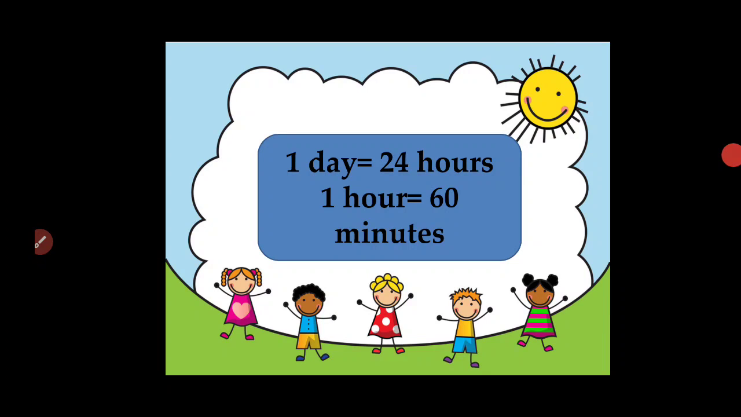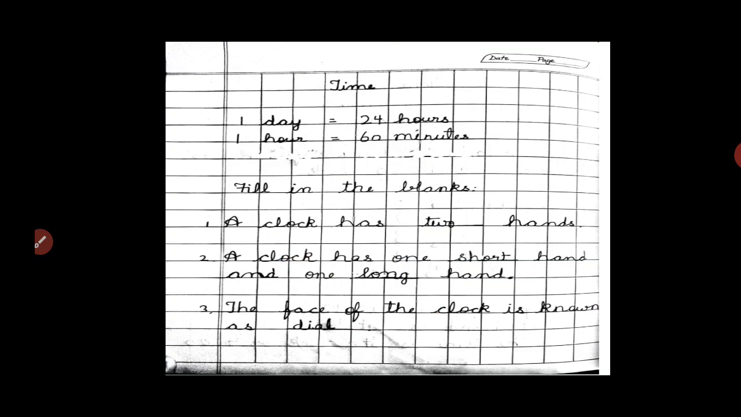Okay, children? Moving on. Today's classwork. Write the heading time on the top of the page. 2 important facts that we've learned today: 1 day is equal to 24 hours and 1 hour has 60 minutes. Now, write some fill in the blanks in your notebooks. A clock has dash hands. How many hands? 2 hands, children. A clock has 1 short hand and 1 long hand, right?